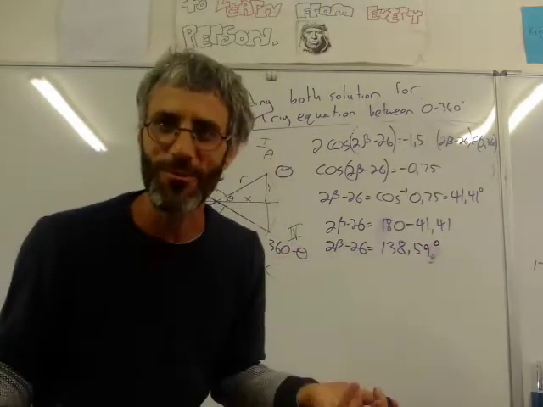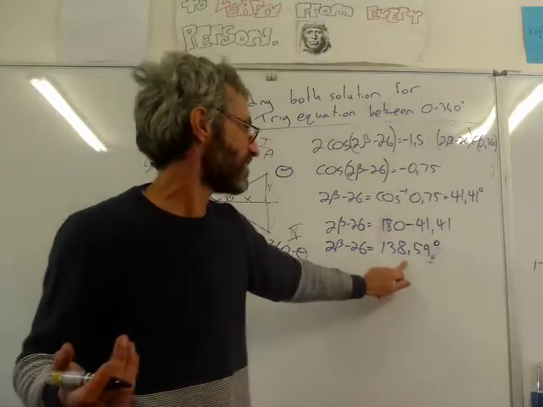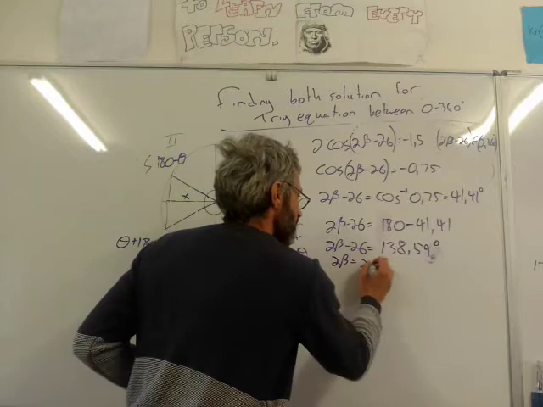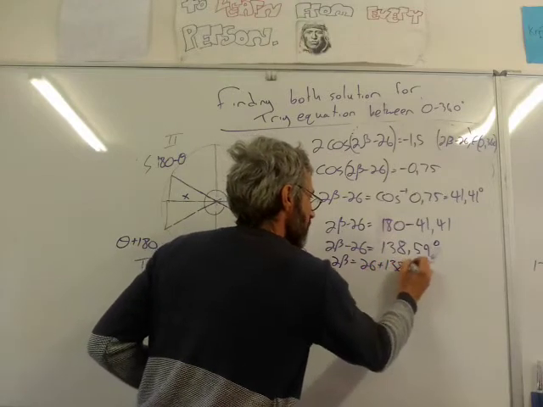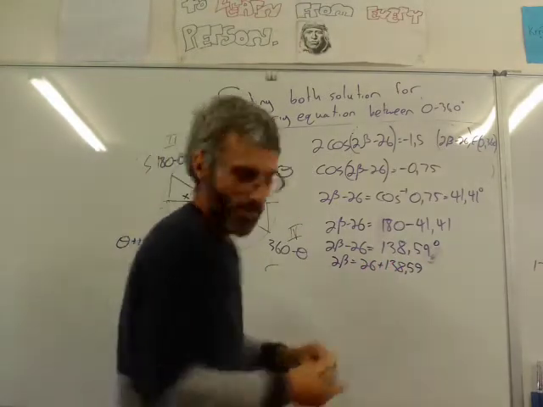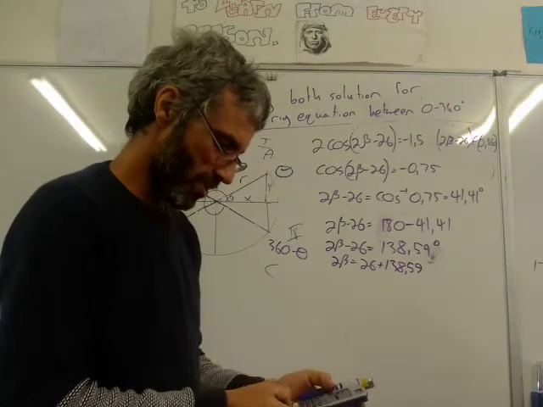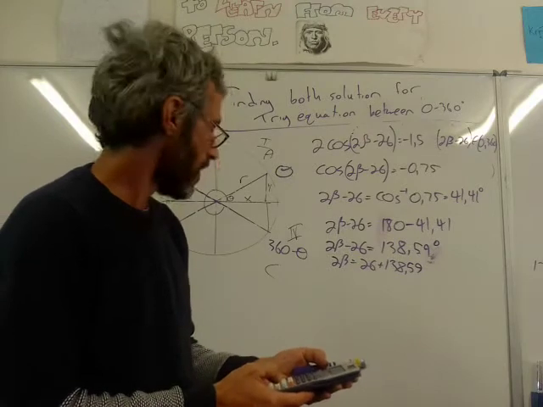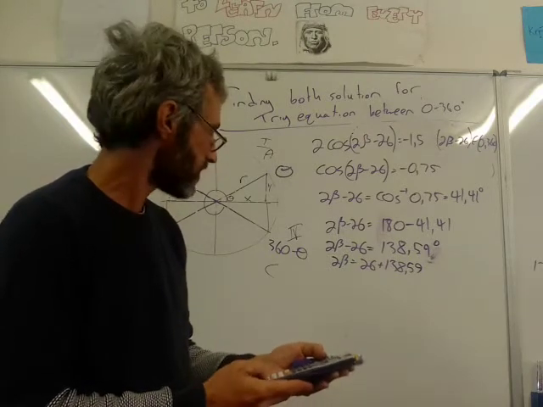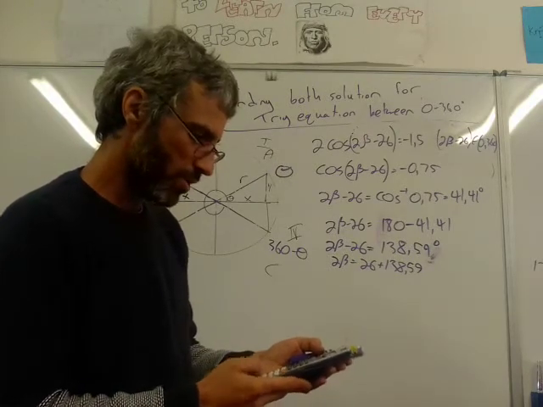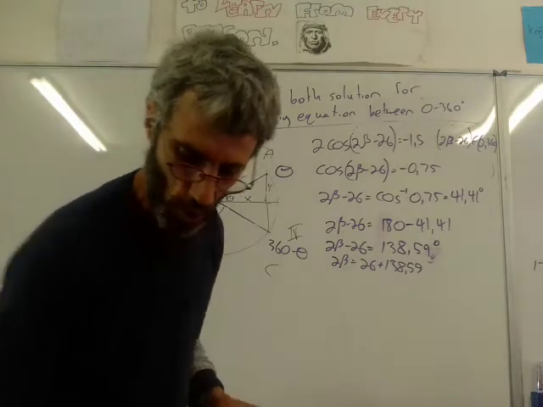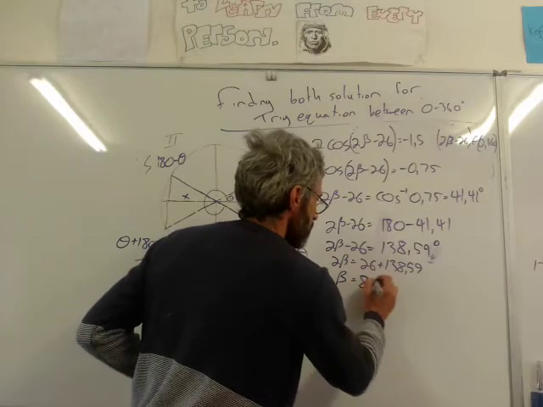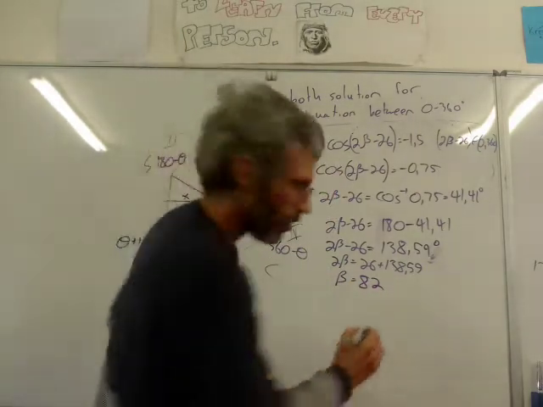But that's a simple algebraic equation. How do I find beta if I know this is 138.59? I move the 26 over there: 26 plus 138.59, and I divide it by 2. So let me just do that. Plus 26, divided by 2, and I got 82.30. Beta equals 82.30.